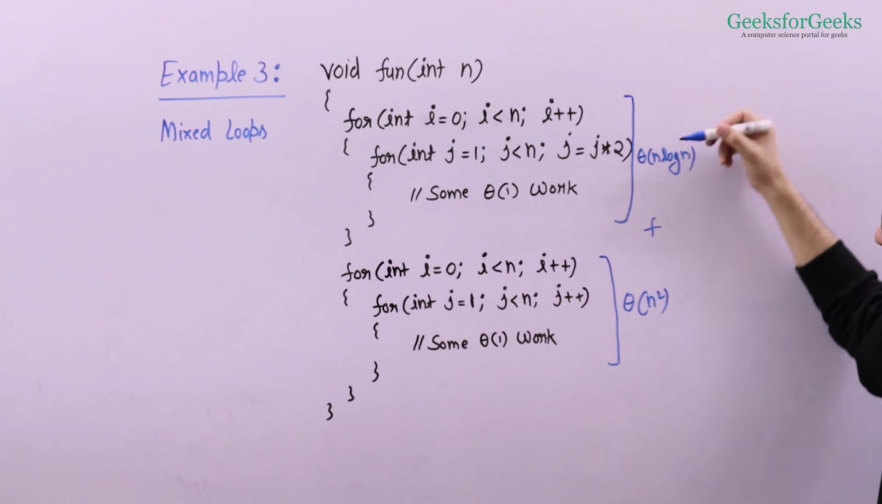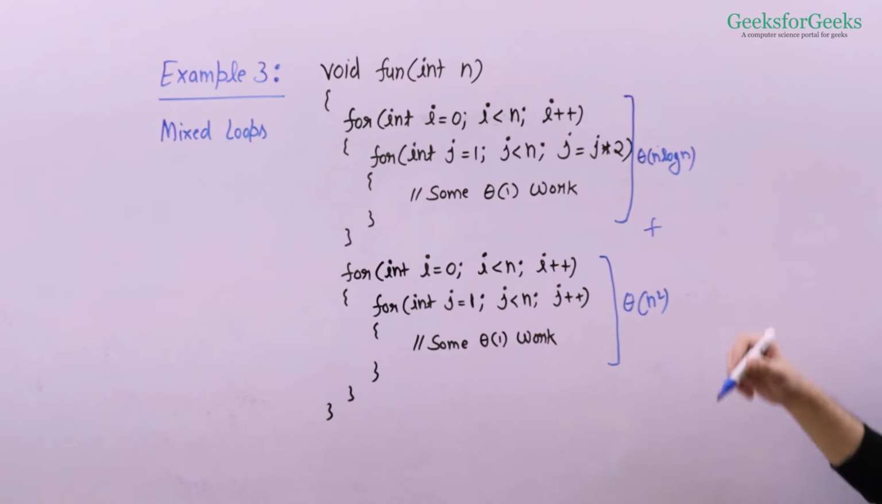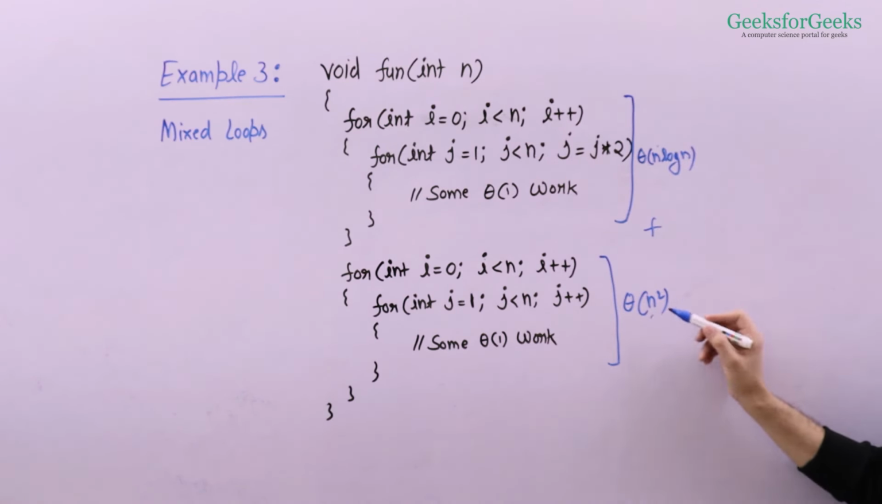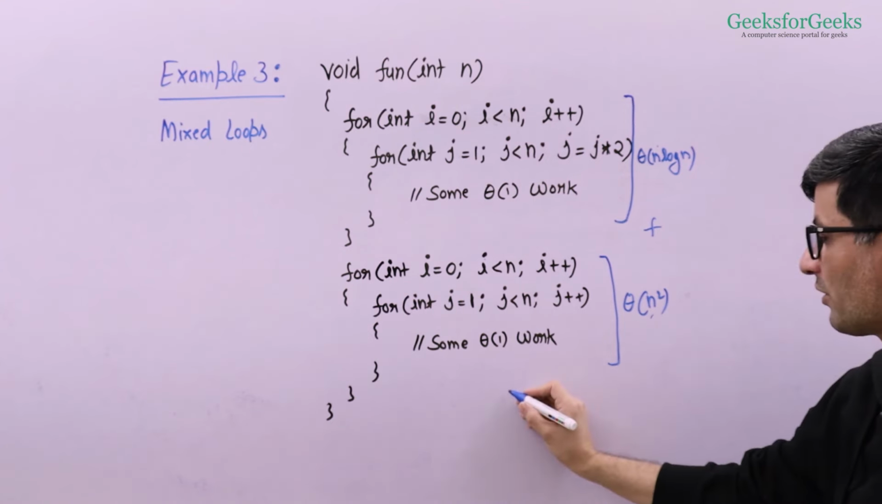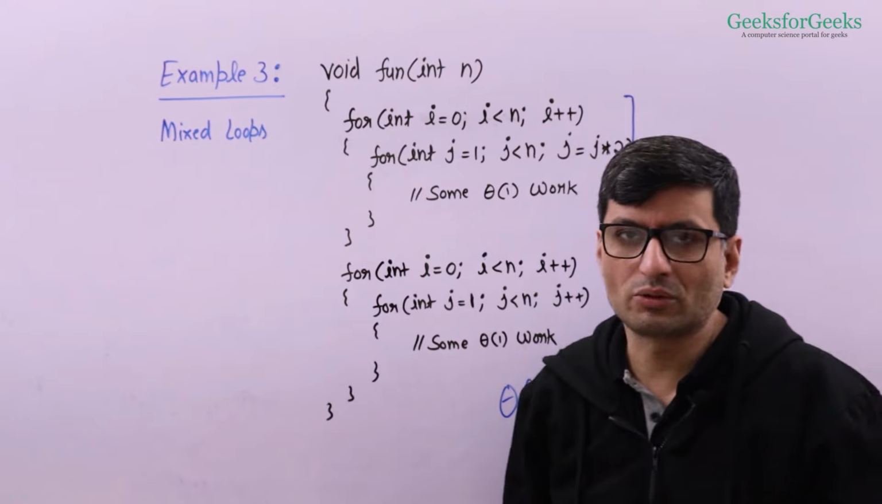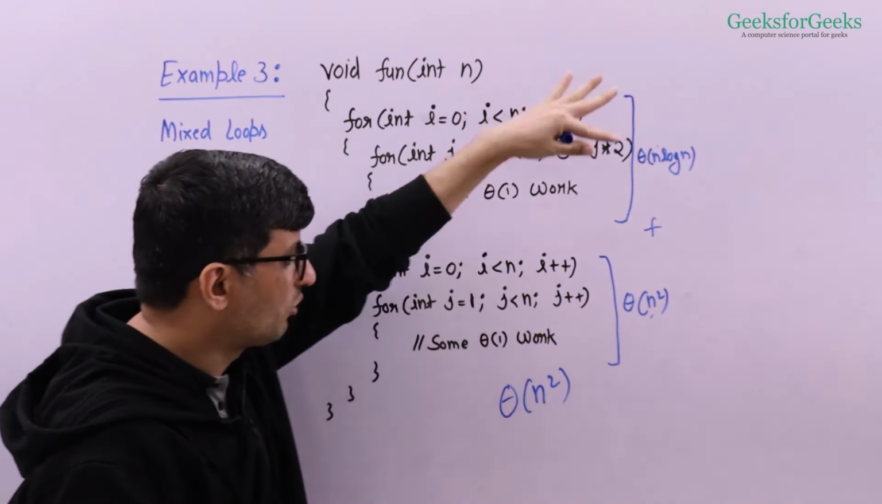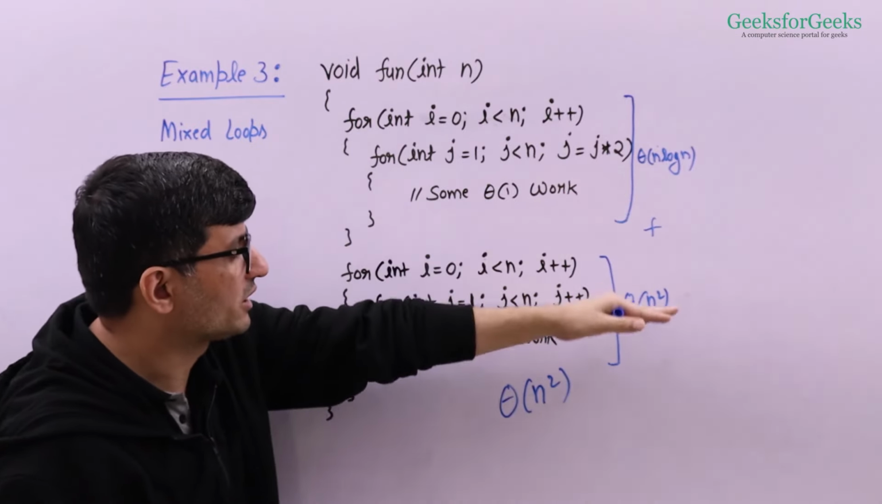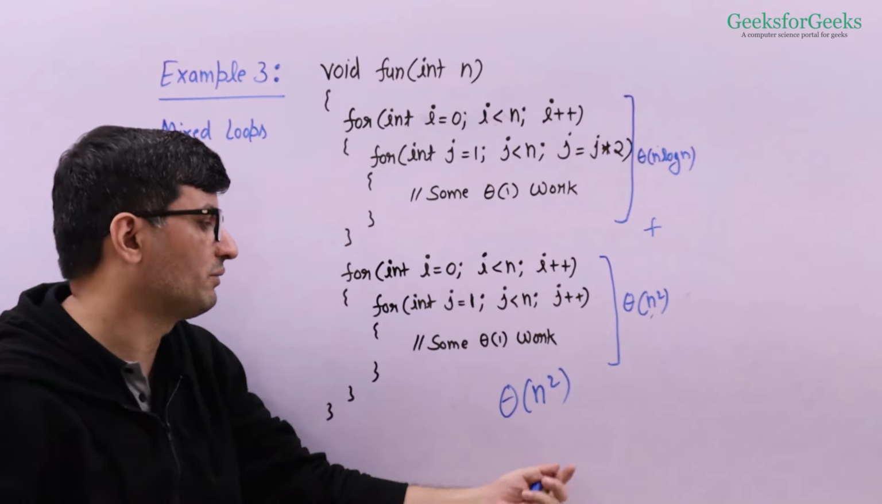If I add these two terms, n log n with n square, you can clearly see n square is a higher order growing term. So we are going to have overall time complexity as theta n square. Theta n square is the time complexity of this whole function. It's theta n log n plus theta n square. We ignored the lower order term and we got this.